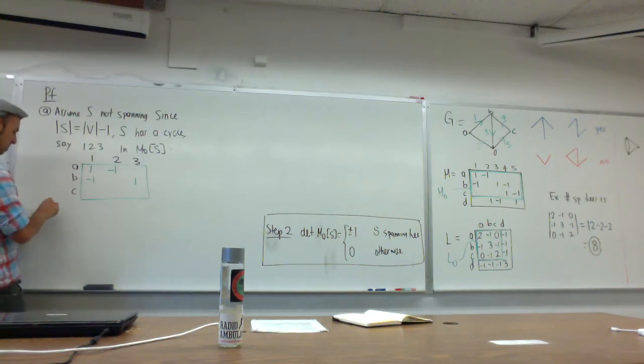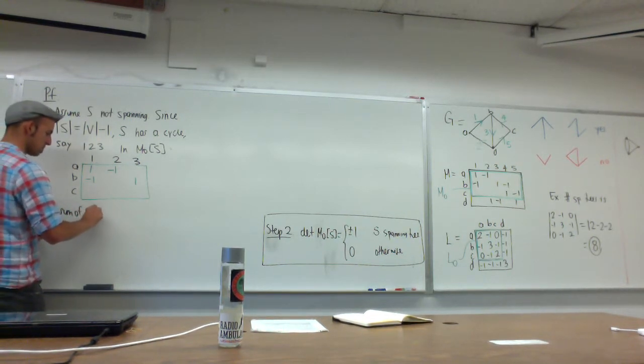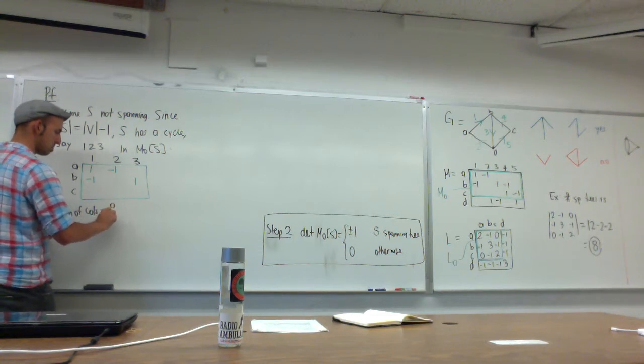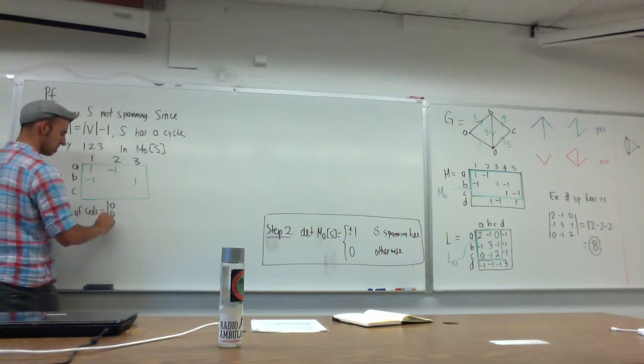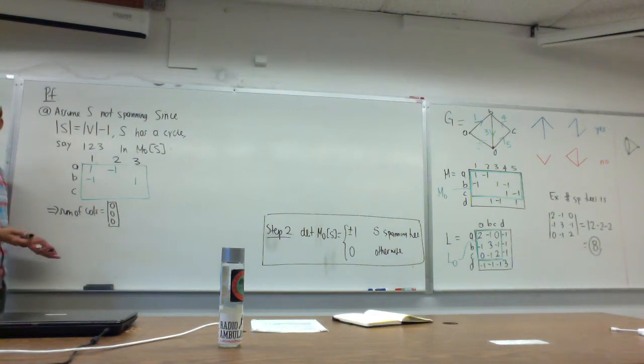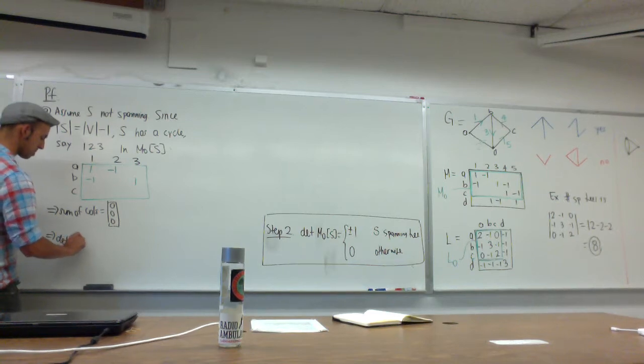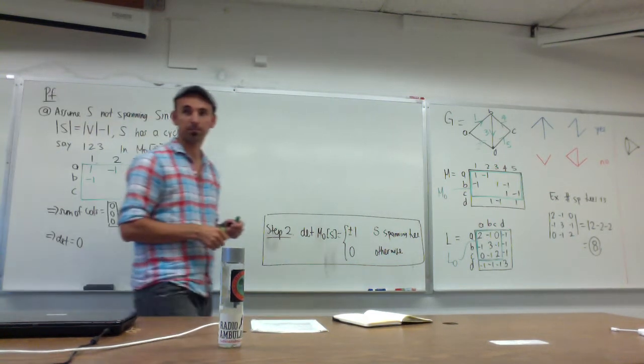So that means that this sum of the columns is equal to 0, meaning that the columns are dependent, so the determinant is 0. Okay, so that's if you have a cycle.